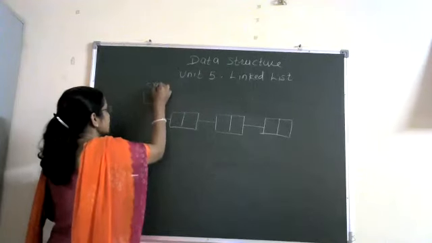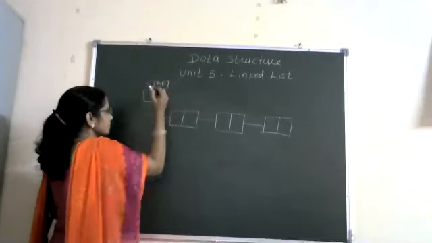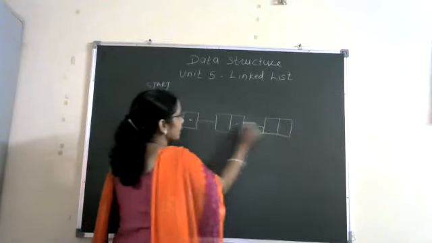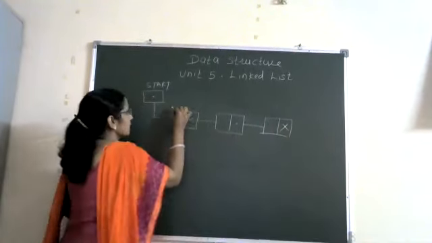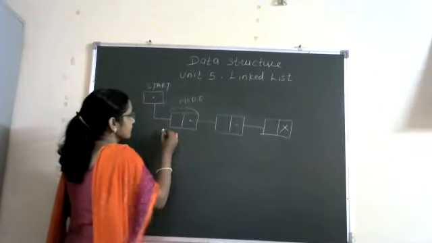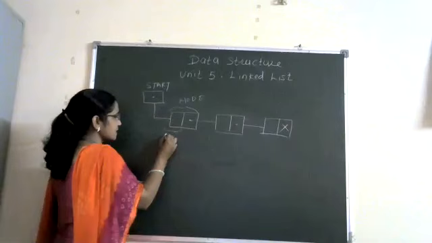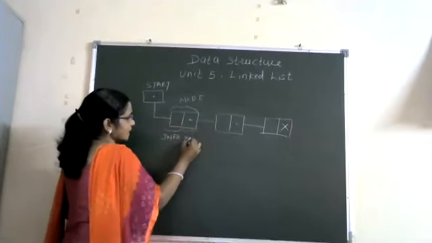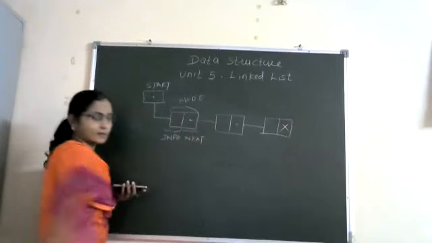This is the start pointer. These are the three different nodes. Collectively, this is called a node. This first part is called the info part, and the second part is called the next part.